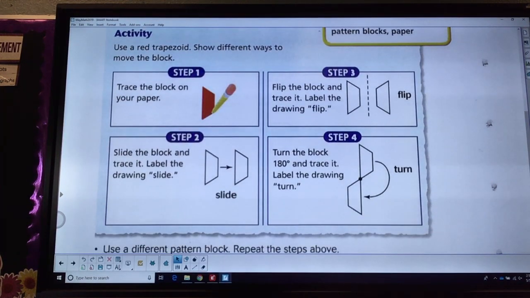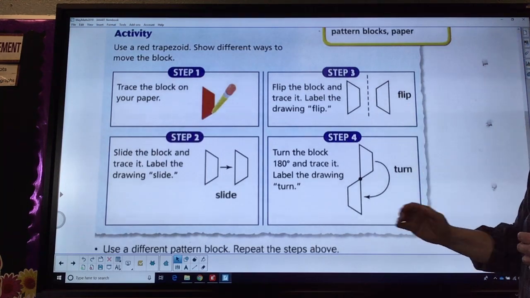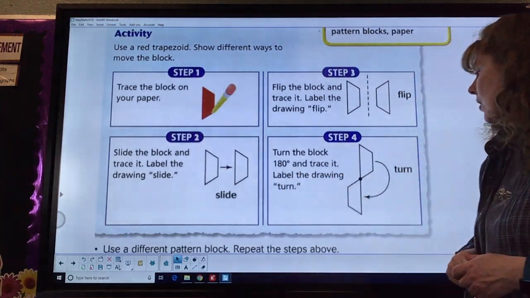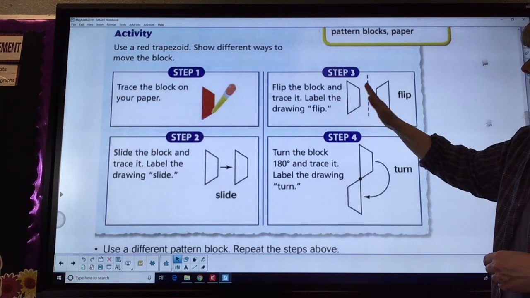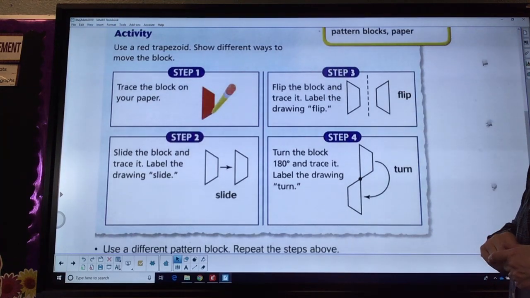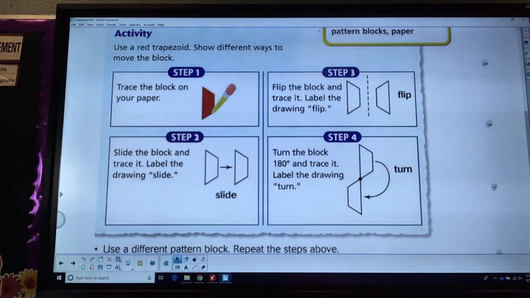Now, we're going to take a look at this activity. It says use a red trapezoid. Show different ways to move the block. Okay, we're going to just kind of walk ourselves through this. If I put it on the piece of paper and I trace it like they talk about, I can flip it, I can slide it, or I can turn it. Or in other words, I have a reflection, it's like looking in a mirror. I have a translation, which is a slide, or I have a turn or a rotation.